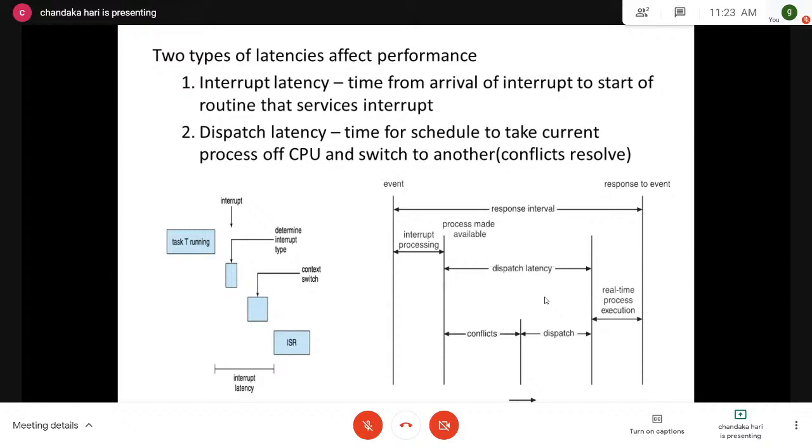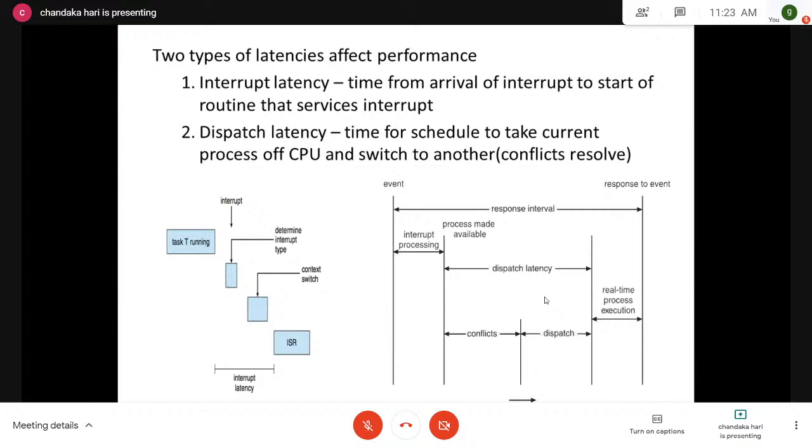Okay, a high priority interrupt is encountered. This is interrupt processing. That implies you need to determine what kind of interrupt it is and what its priority is. Even if it is high priority, I cannot immediately switch. I need to see whether any data is going to be shared between these two processes. If any data is shared between these two processes, I need to release the locks.